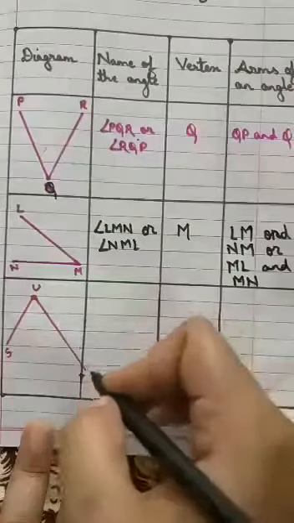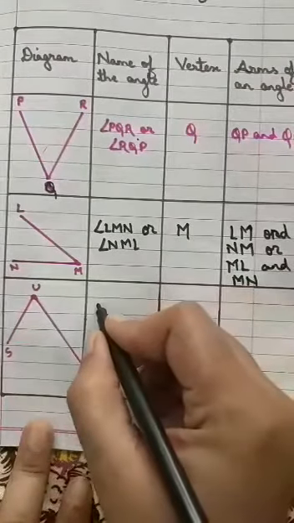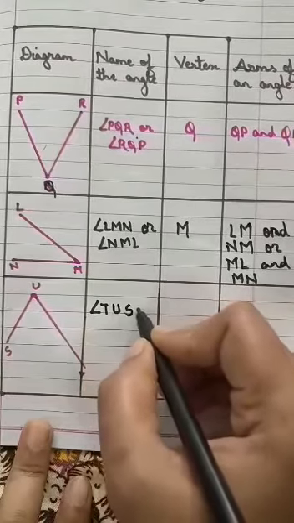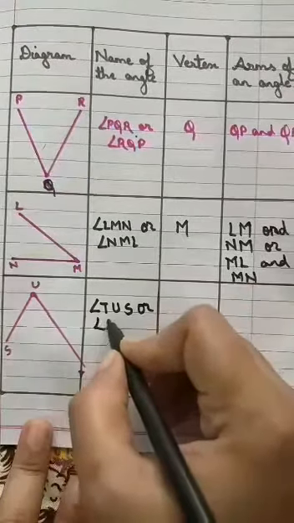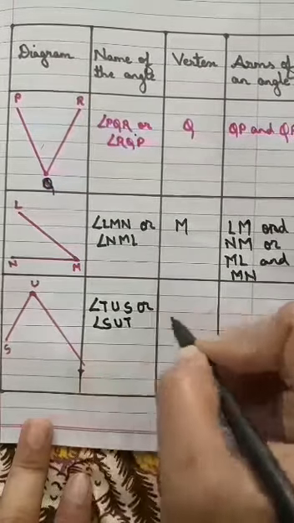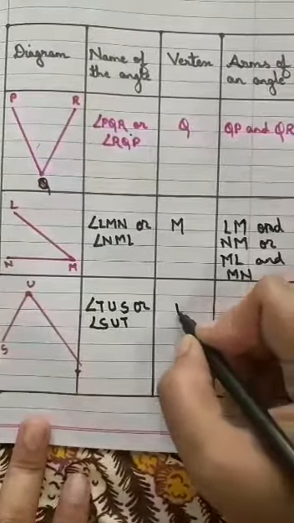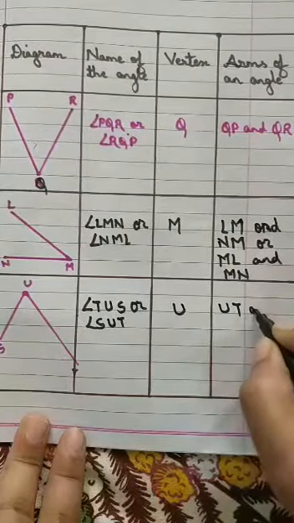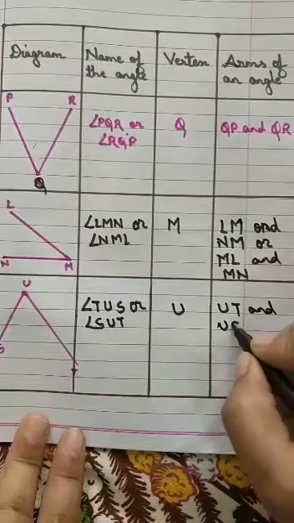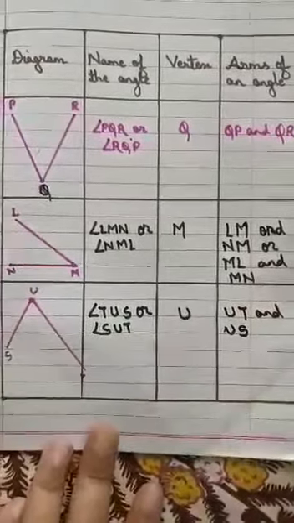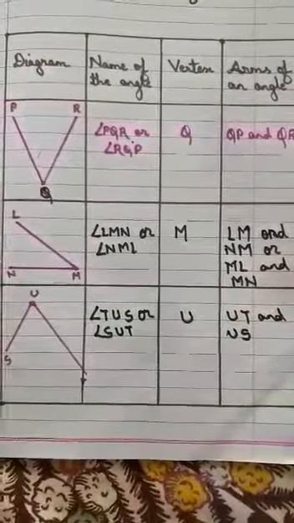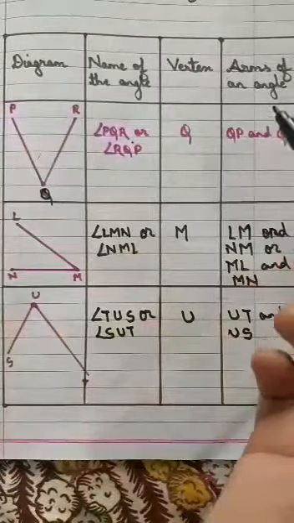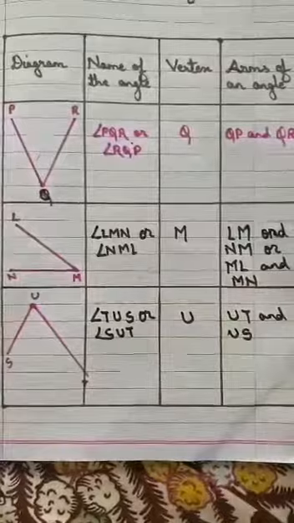Now next here, SUT or TUS. So we'll write here the name of the angle: TUS or angle SUT. Vertex is here what? U. And arms are UT and US. Understood? So this is the way we have to do the sums here, angles. So this is the name of the angle, vertex and arms of an angle.